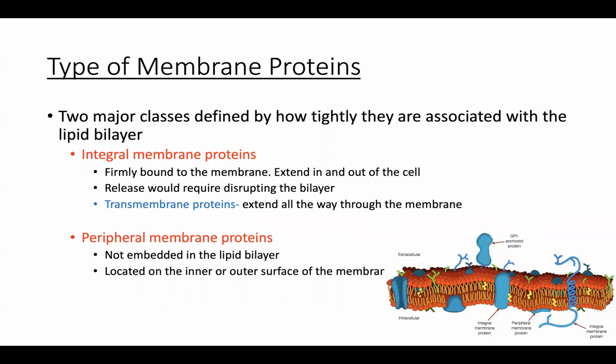we know that integral membrane proteins are going to be firmly bound to the membrane. They typically extend both in and out of the cell, so they're going to span the whole width of that cell membrane, right? You can look at it and make a determination that if you try to remove this protein, you basically would disrupt that lipid bilayer. It would no longer be an intact structure should you try and remove one of these integral proteins, okay? And so we sometimes refer to integral proteins as transmembrane proteins.